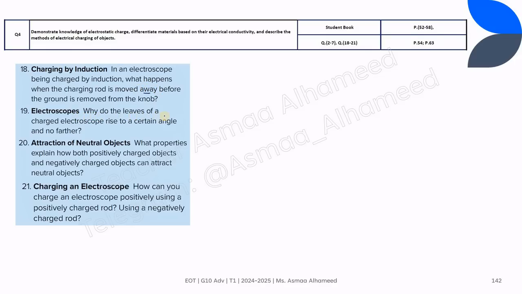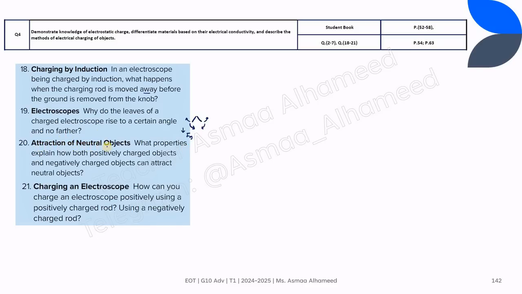Question 19. Why do the leaves of a charged electroscope rise to a certain angle and no further? Because as the leaves go higher and higher because of electrostatic force, there is also Fg that is acting down and keeping them at a certain level.